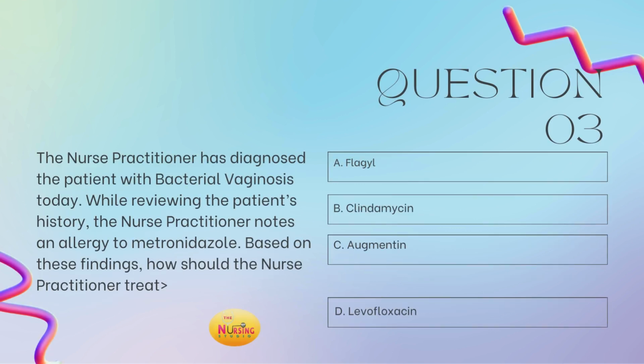All right, question number 3. The nurse practitioner has diagnosed the patient with bacterial vaginosis today. While reviewing the patient's history, the nurse practitioner notes an allergy to metronidazole. Based on these findings, how should the nurse practitioner treat? Is it A, flagyl, B, clindamycin, C, augmentin, or D, levofloxacin? Take a moment and tell me what you got in the comments.